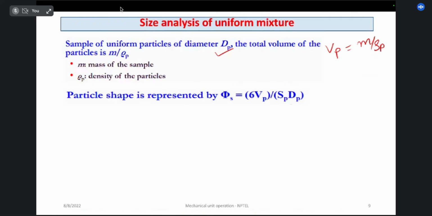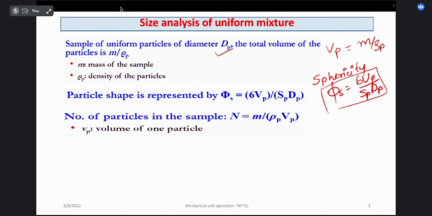And for the particle shape, in the last lecture we discussed sphericity. Sphericity phi s is always equal to 6 Vp by Sp into dp. This is the formula. If we know the particle shape, or even if we don't know it, if we want to represent it, we always need to represent it with the help of sphericity. And this is the diameter, volume, and sphericity.